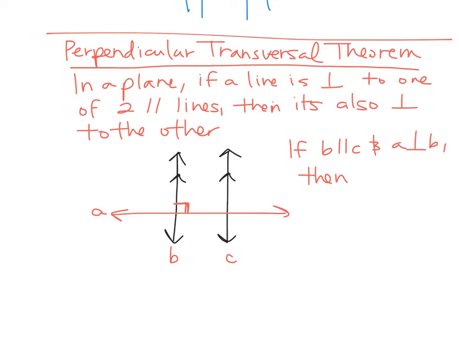So if the black ones are parallel and the one black is perpendicular to the red, what's true of the other black one? C is perpendicular to A. Right, then C will also be perpendicular to A. Okay, so that one's very similar to the last one. It's just in the last one we knew the lines were both perpendicular, therefore the lines are parallel. This is almost the converse of that last one. Not exactly, but really close.